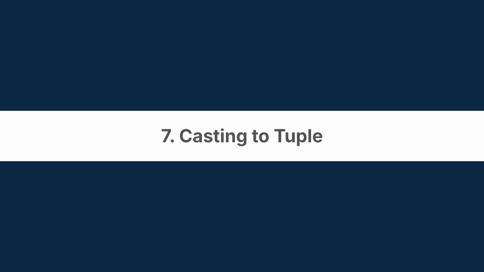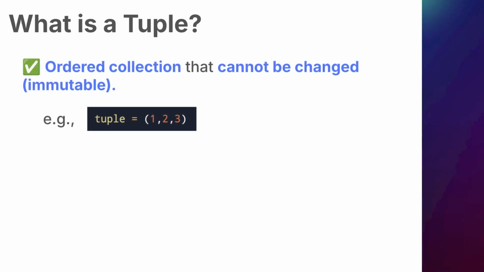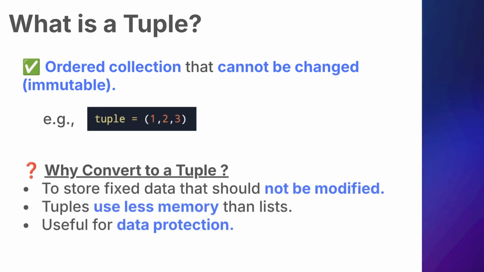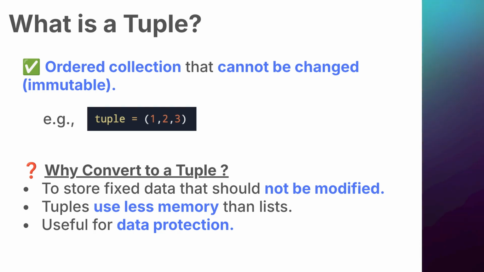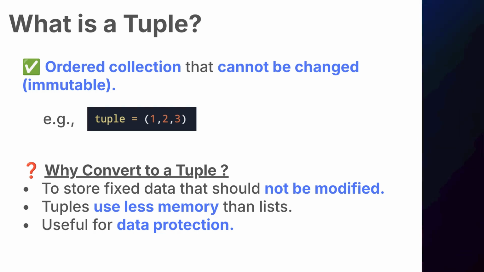7. Casting to tuple. What is a tuple? A tuple is an ordered collection that cannot be changed. Why convert to a tuple? To store fixed data that should not be modified. Tuples use less memory than lists, so they are more efficient, useful for data protection.